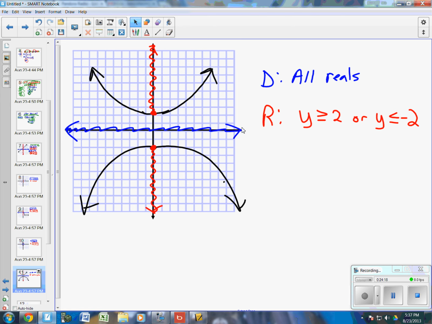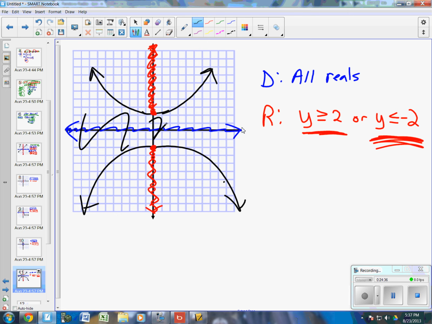So this is the way we write it over here. y is greater than or equal to 2, that would be up here. And y is less than or equal to -2, and that would be these numbers right here. Notice that right through here, no part of the graph exists between -2 and +2. It just does not exist.